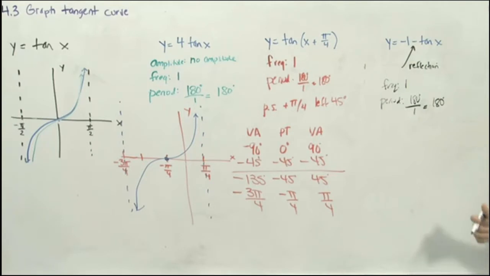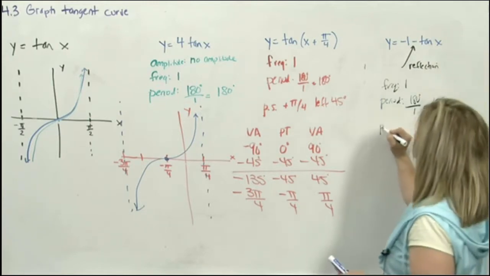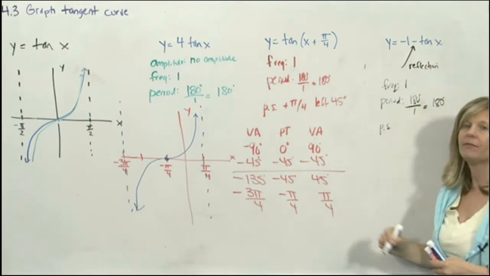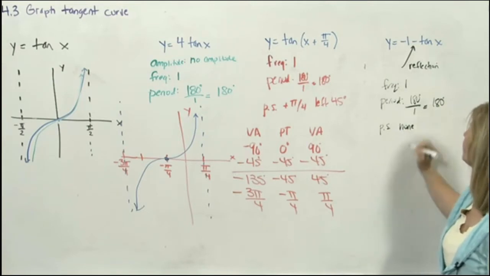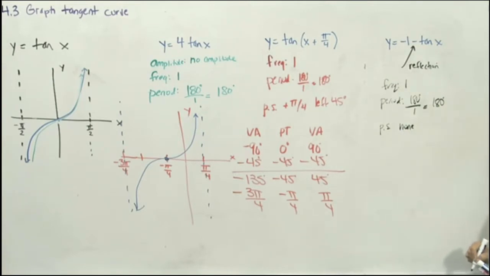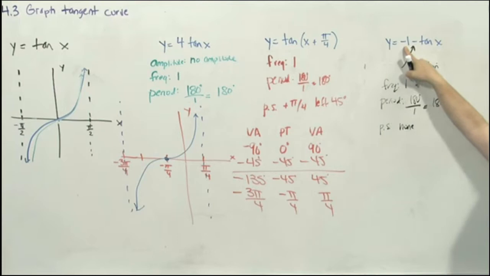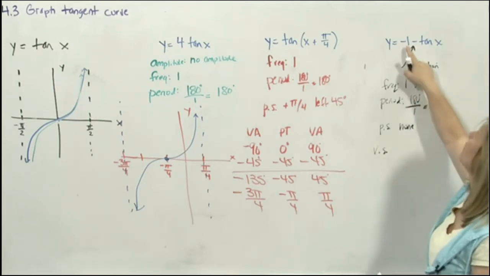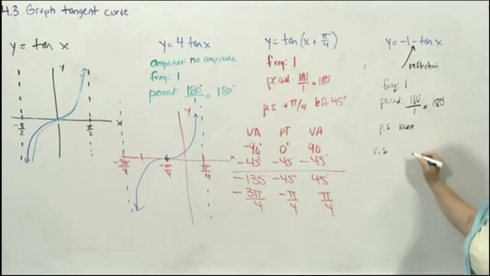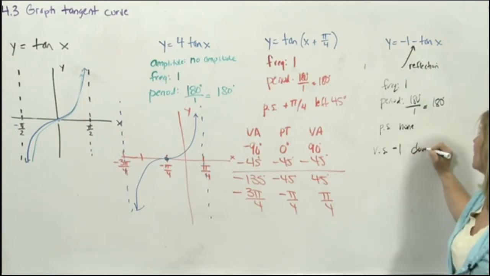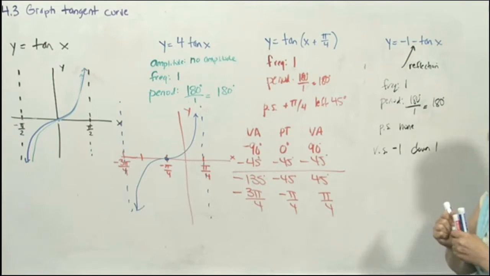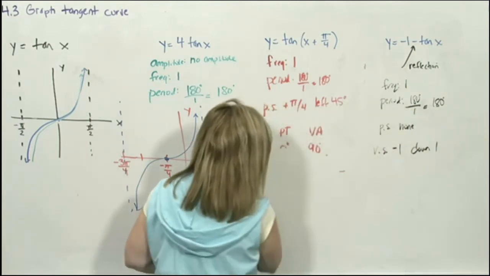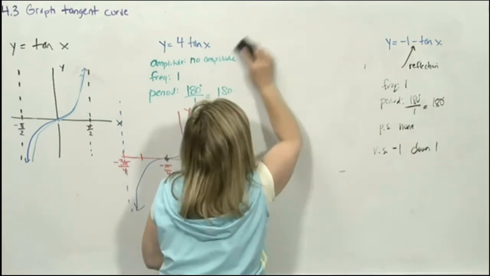Do we have a phase shift? Well, here's my angle X. There is nothing being added or subtracted here, so there is no phase shift. Okay? Phase shift, there is none. All right? But now we have a number in the front of our trig function, which means we have a vertical shift. If the number is negative 1, it means this whole picture is shifting down 1. All right, so let's see how we graph that.